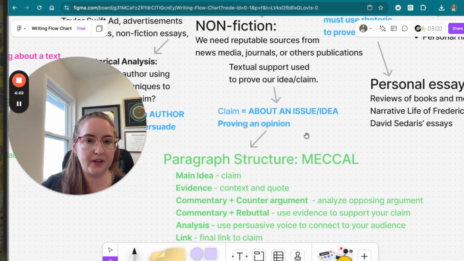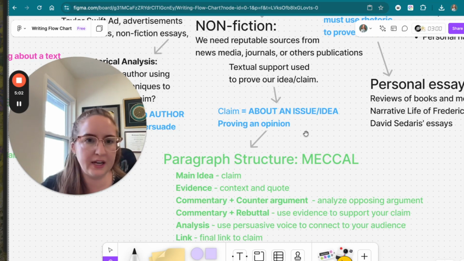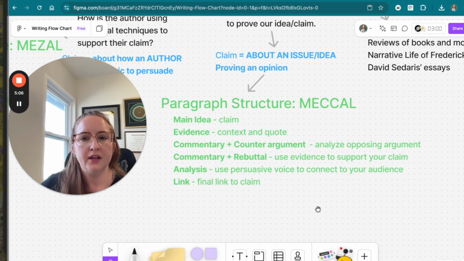For example, if your teacher gives you an essay about AI usage, and you have to prove one side or the other, should we continue using AI? Should we not? What are the implications, etc.? Or any other kinds of nuanced arguments as well. So this is a good paragraph structure that I have adapted from MEASLE to include a counterargument and rebuttal.